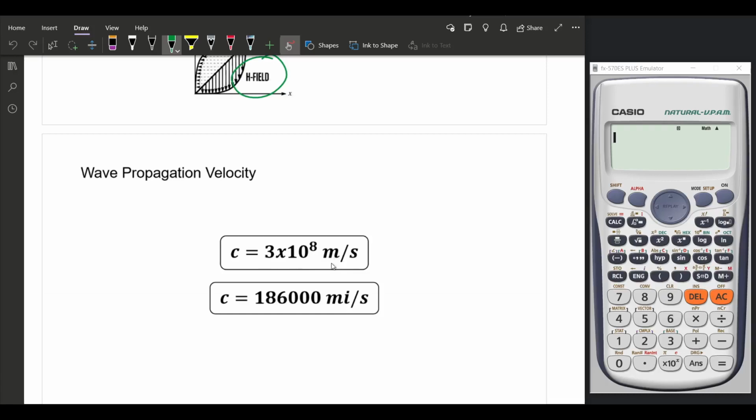Okay? So, remember, if you want to solve the frequency, just use the speed of light as the velocity of propagation. If you want to solve the wavelength, di ba meron tayong relation dun sa tatlo?